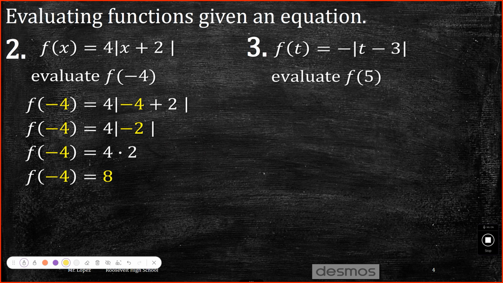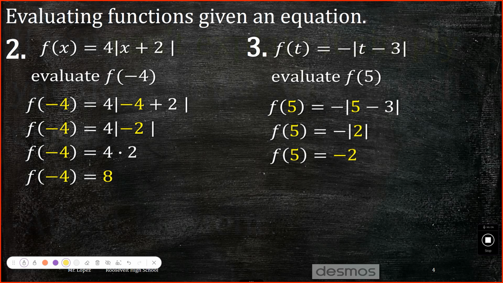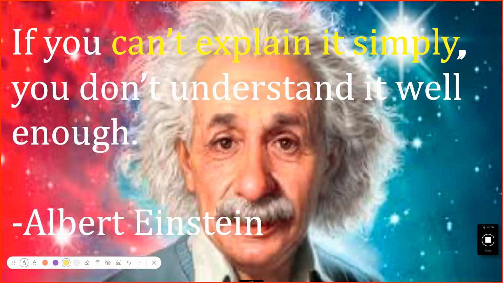Evaluate f of 5. Plug in. This time the input is t, not x. Doesn't matter. 5, plug it in for t. f of 5 is equal to negative the absolute value of 5 minus 3. 5 minus 3 is 2. The absolute value of 2 is 2. Bring down the negative, that's negative 2. Negative 2. And that is it for today.